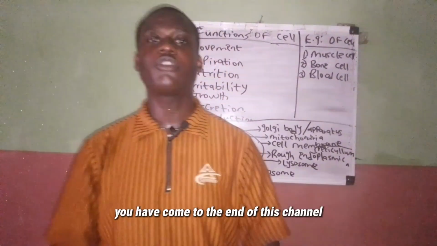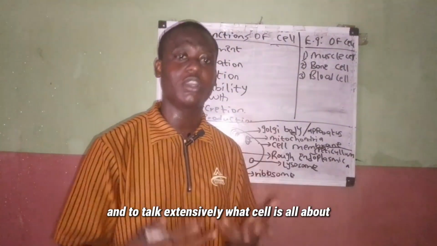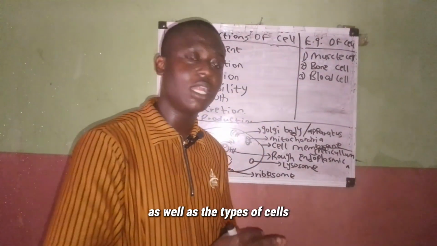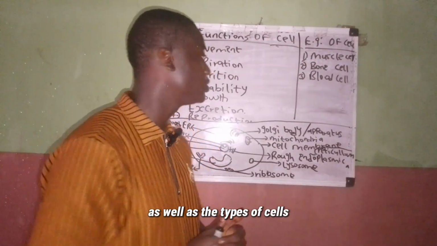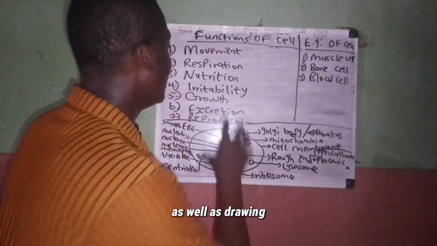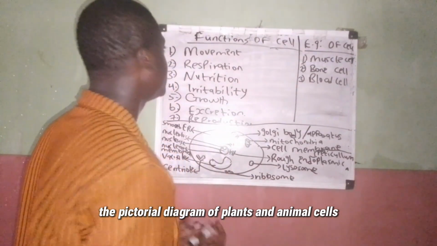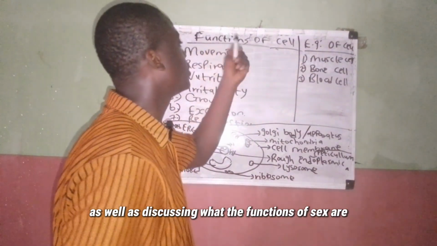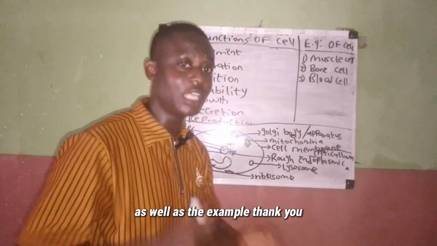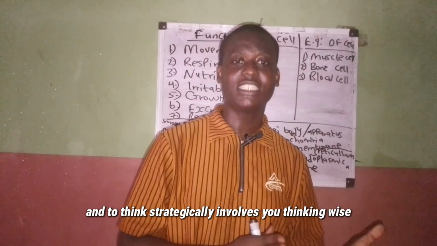Thank you. You have come to the end of this lesson. At the end of this lesson, we were able to talk extensively about what a cell is all about, as well as the types of cells, and we were able to discuss extensively as well as draw the pictorial diagram of plant and animal cells, as well as discuss what the functions of cells are, as well as the examples.